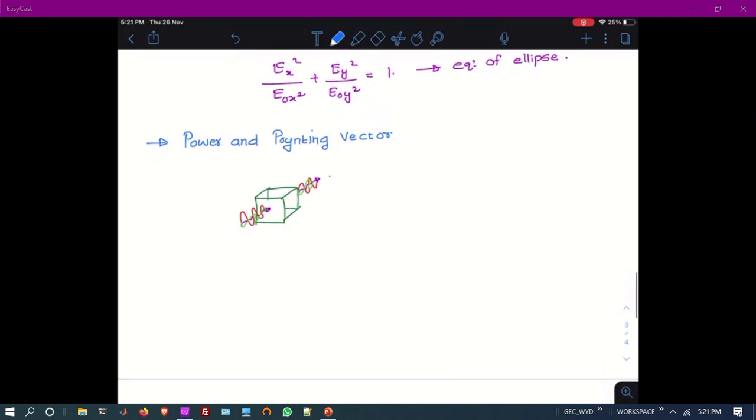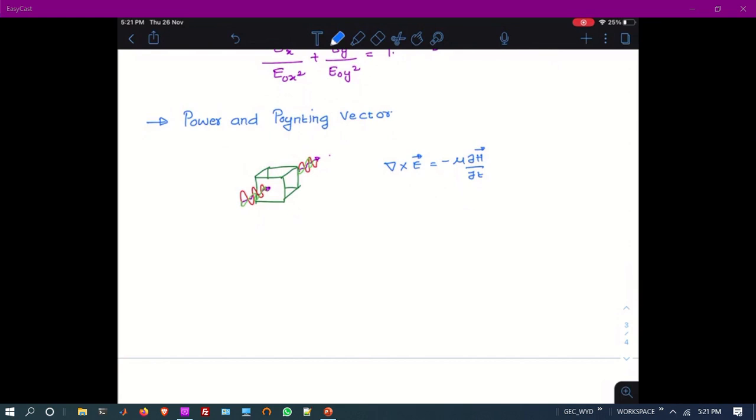Okay, so let's start with our Maxwell's equations. Del cross E is equal to minus mu dou H by dou t. Be careful, we are not using any phasor notations. We are just using the actual electric and magnetic field notations. And also del cross H is equal to sigma E plus epsilon dou E by dou t. Let's say this is equation number 1, this is equation number 2.